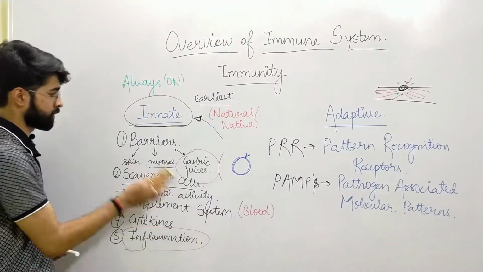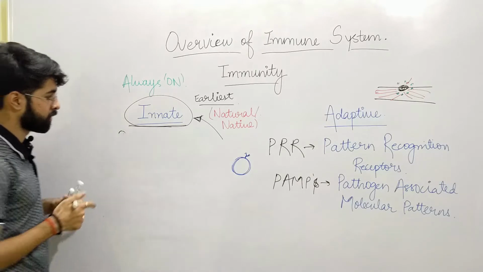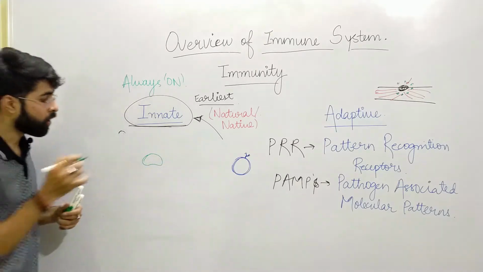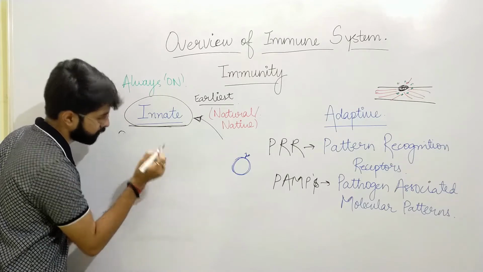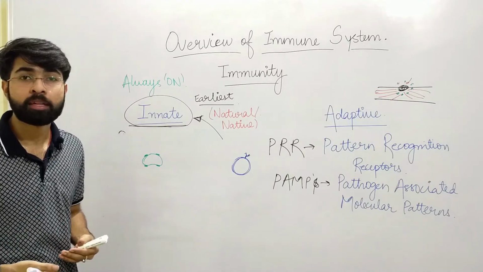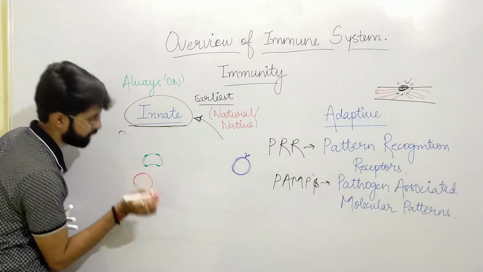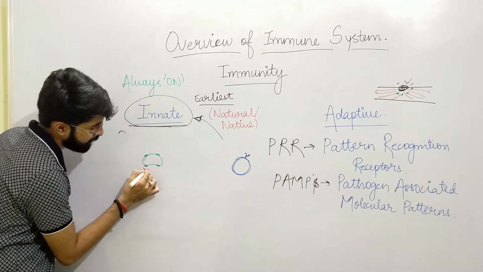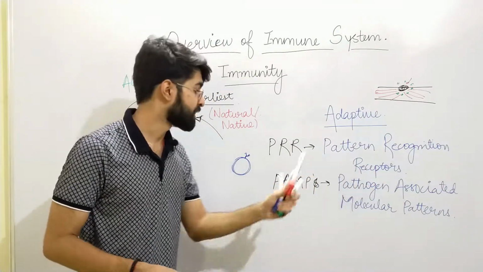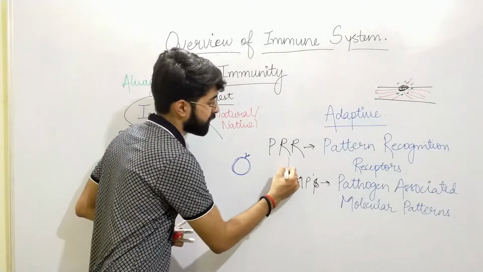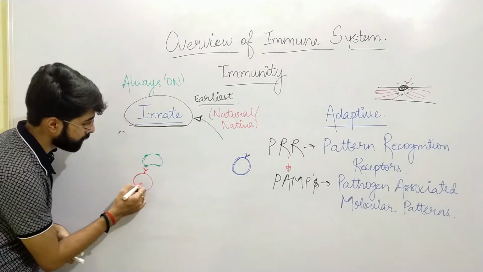So what really happens is, suppose this is a pathogen. On the surface of this pathogen are different types of patterns, and these patterns are easily recognizable by the cells of our immune system. Suppose this red cell is our immune system cell. On its surface, it has receptors, pattern recognition receptors. That is, it recognizes the patterns present on the pathogen. These PRRs recognize the patterns present on the PAMPs. That is, the patterns present on the pathogen are being recognized by the cells of the immune system.